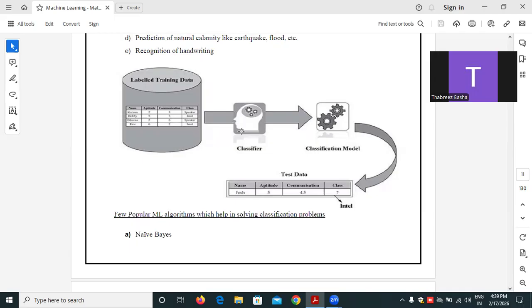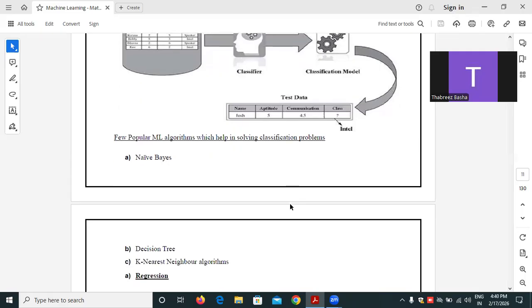Suppose a game was conducted: first round winner, second round winner, and third round winner. Finally, the winner or loser. That is the classification of the result based on the given input data. And this is the test data, the final result. These algorithms are supported: naive Bayes algorithm, decision tree algorithm, K nearest neighbor algorithm.